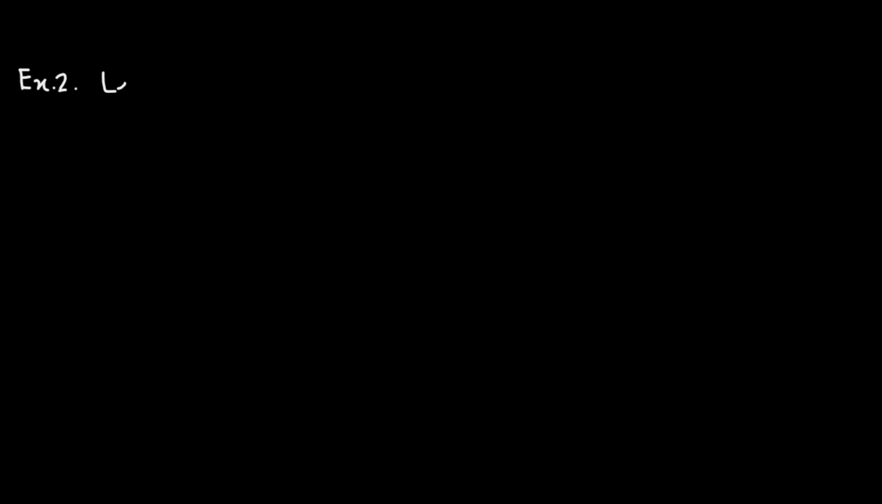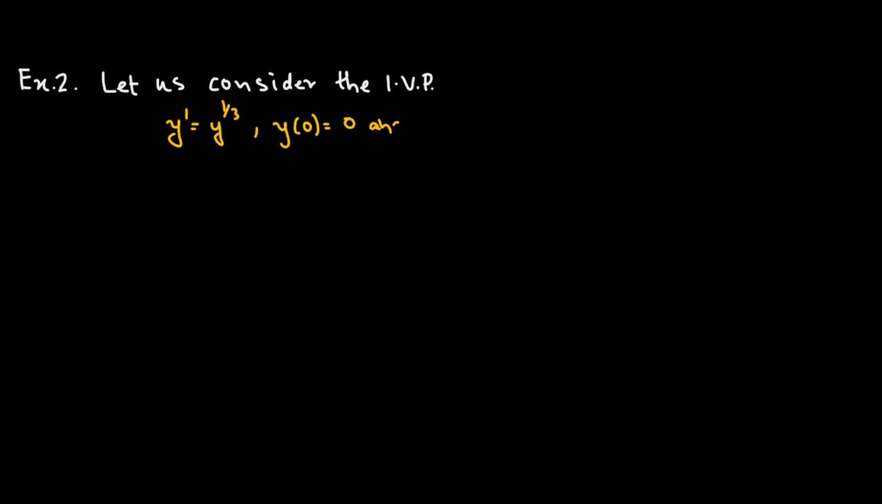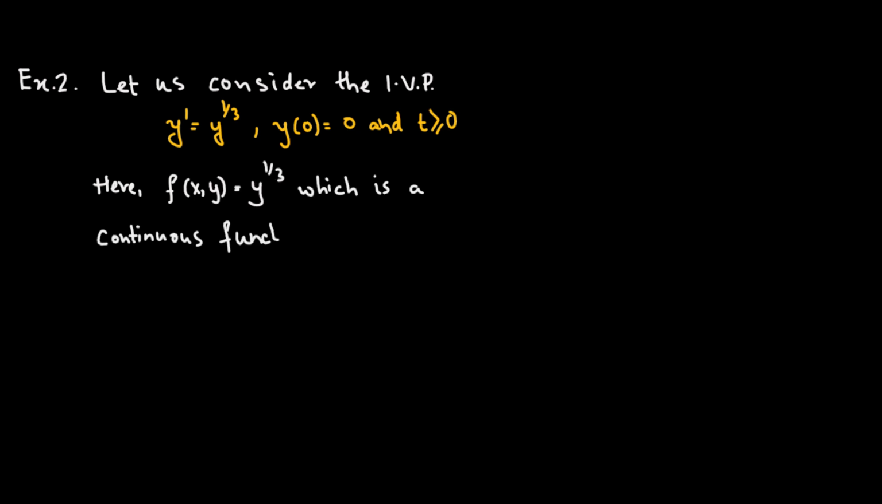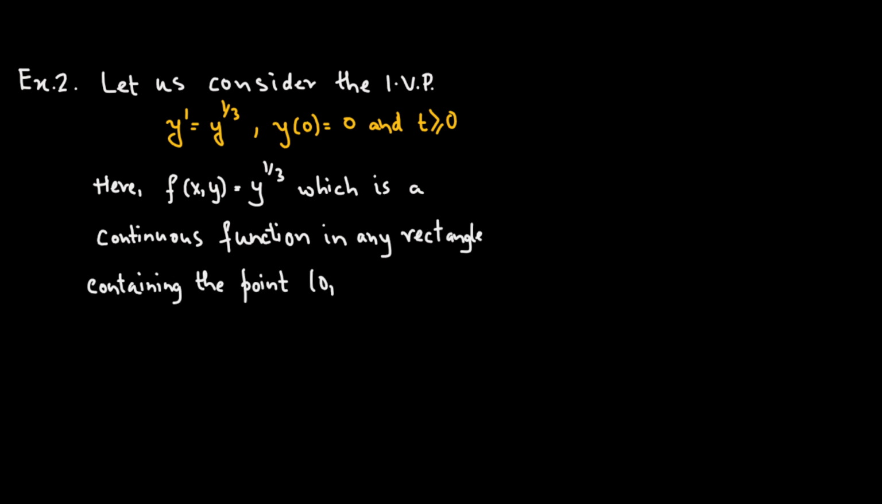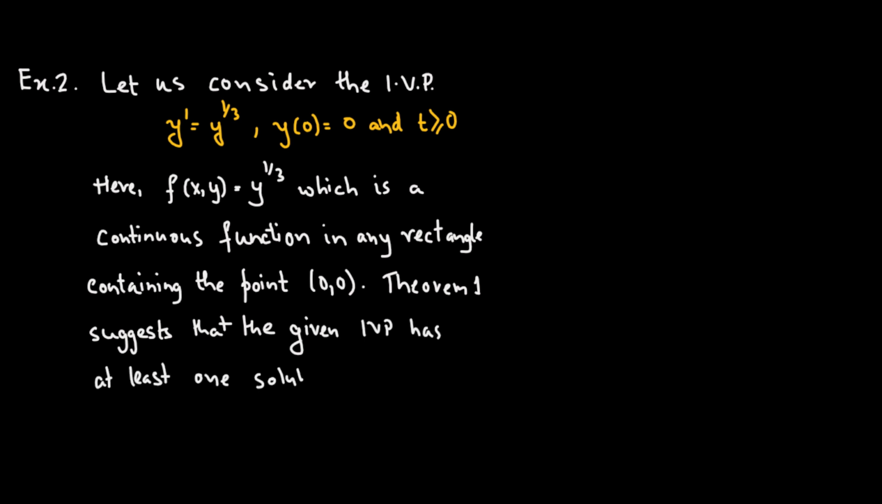Problem number 2. Let us consider the initial value problem y prime equals the cube root of y, with the initial condition y(0) = 0 and t greater than or equal to 0. Here the function f, given by y raised to the power of 1/3, is a continuous function in any rectangle containing the point (0, 0). Theorem 1 suggests that the given initial value problem has at least one solution. So using some standard method, we get y equals (2/3 of (t plus c)) raised to the power of 3/2.